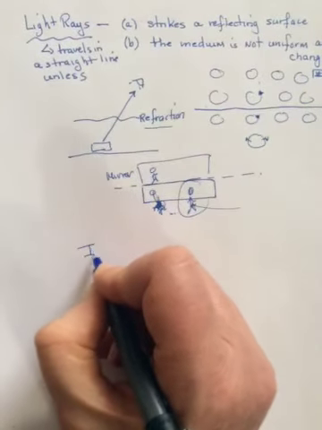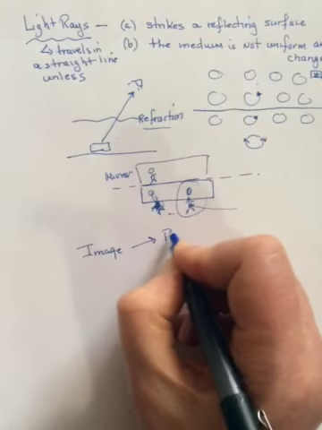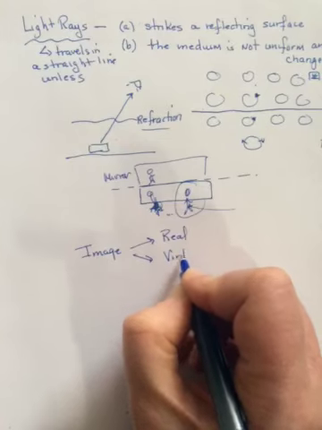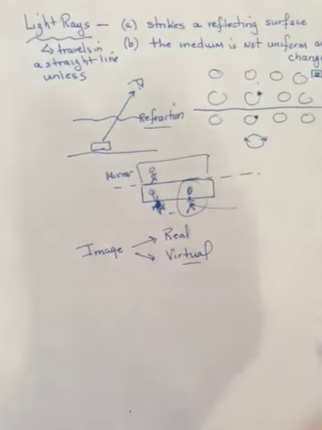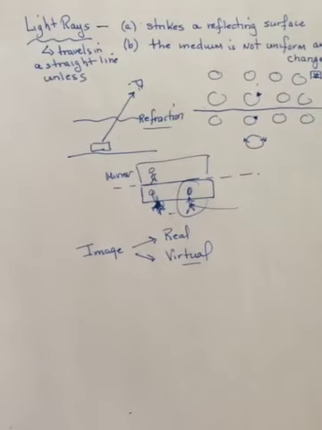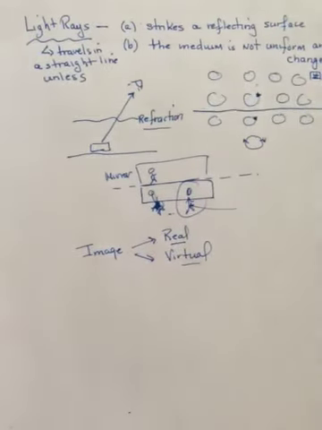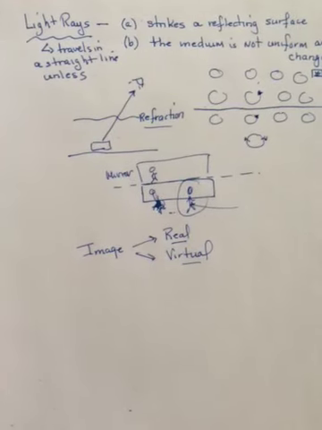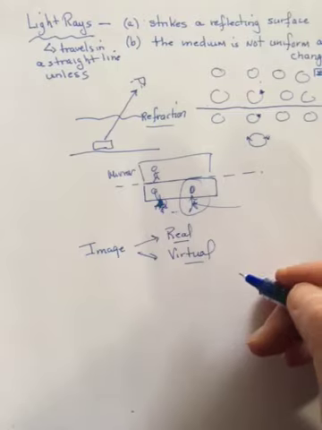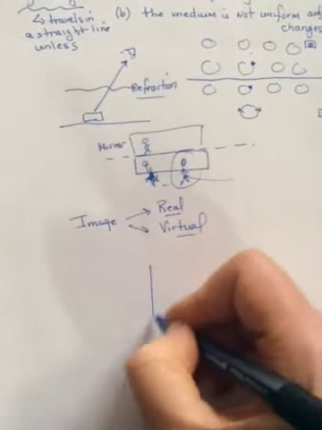Now, when an image is formed, it can be one of 2 types. It can be a real image, or it can be a virtual image. And most of the images that you've seen in most of the mirrors that you've used would be virtual. But there are real images in your life. You're just probably not conscious of them. So we need to take a few minutes to think about what's real and what's virtual.